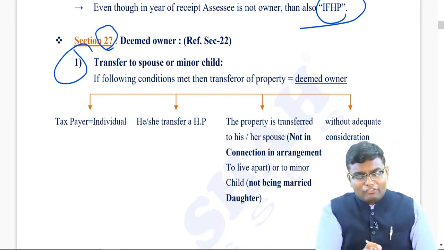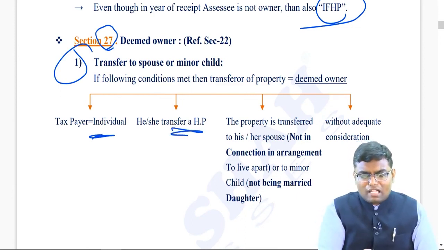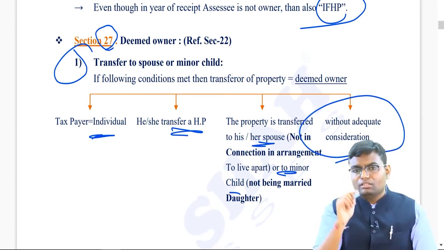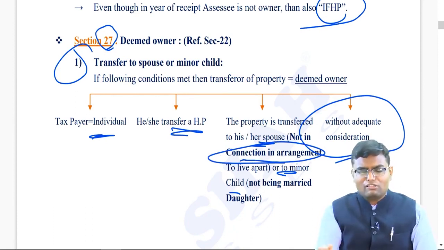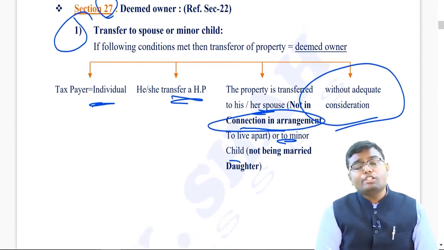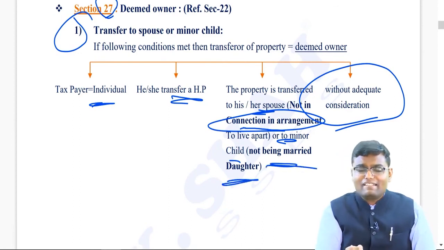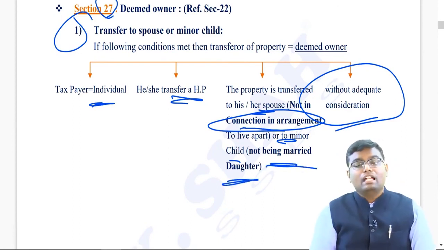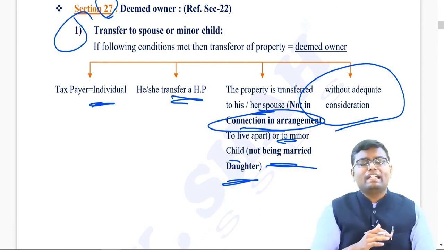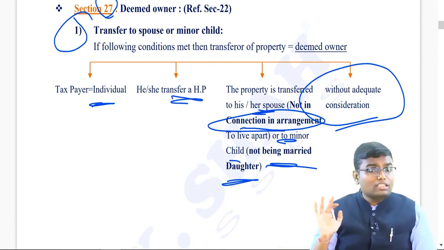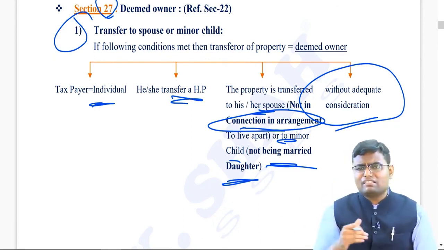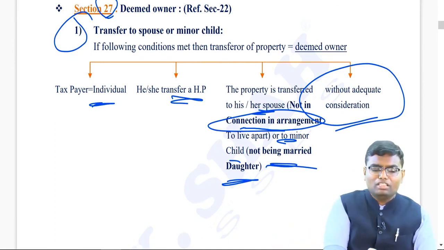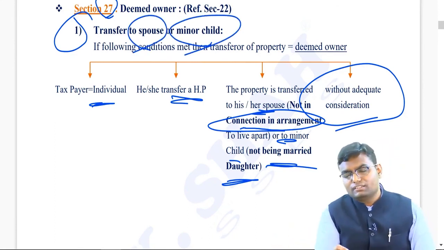So the law says, if the taxpayer is an individual and he or she transfers a house property to spouse or minor child without adequate consideration, deemed owner applies. But if you have transferred the property to the spouse not in connection with an agreement to live apart, in case of divorce, then no deemed owner concept. Or if you have transferred the property to a minor married daughter, then section 27 will not apply. And remember, unlike the Indian Contract Act, love and affection is not a valid consideration over here. So here the deemed owner concept will be applicable. If you transfer to a major child, brother, sister, parents, then no deemed owner concept. It is applicable only if you transfer to spouse or minor children.